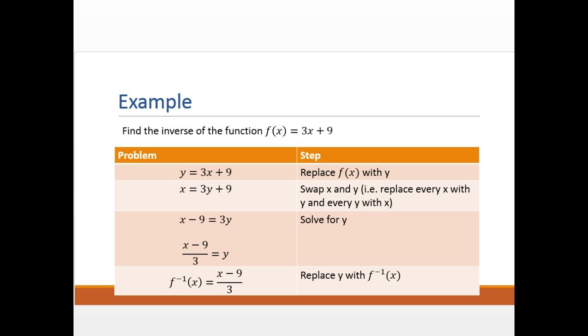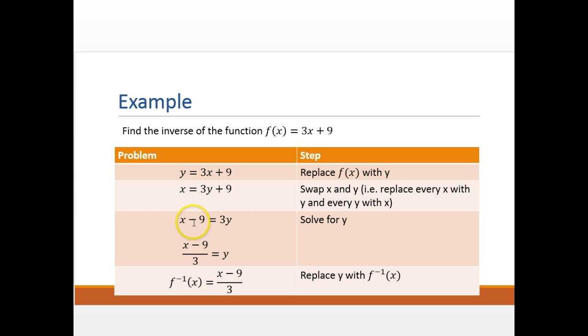Let's look at an example. Find the inverse function of f of x equals 3x plus 9. First step, replace f of x with y. So I get y equals 3x plus 9. Then I'm going to swap the x and the y. So x equals 3y plus 9. Now I want to solve for y.